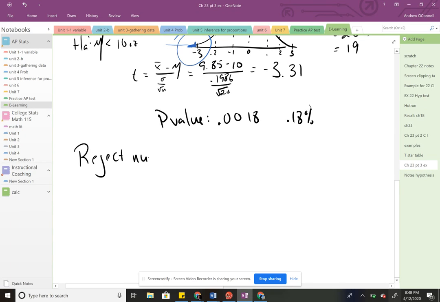Reject the null hypothesis. Yeah. And she is spitting this egg out all over the floor, but I'm going to finish this up. Reject the null hypothesis.